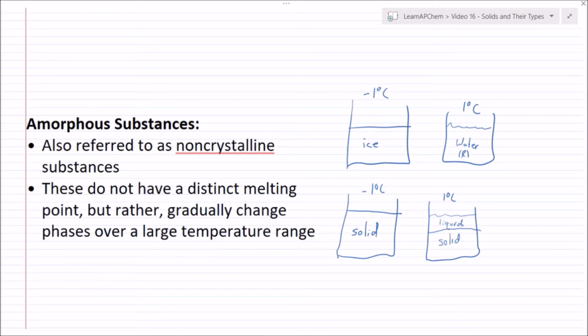Some examples of this is glass. Some people argue that glass is actually just a very slow moving supercooled liquid, but probably the most accurate description is that it's an amorphous solid. And so the key here is that they don't have a distinct melting point, but they gradually change phases over a large temperature range. So that's what distinguishes an amorphous solid or substance from a normal substance, like water or pretty much anything else you can think of.